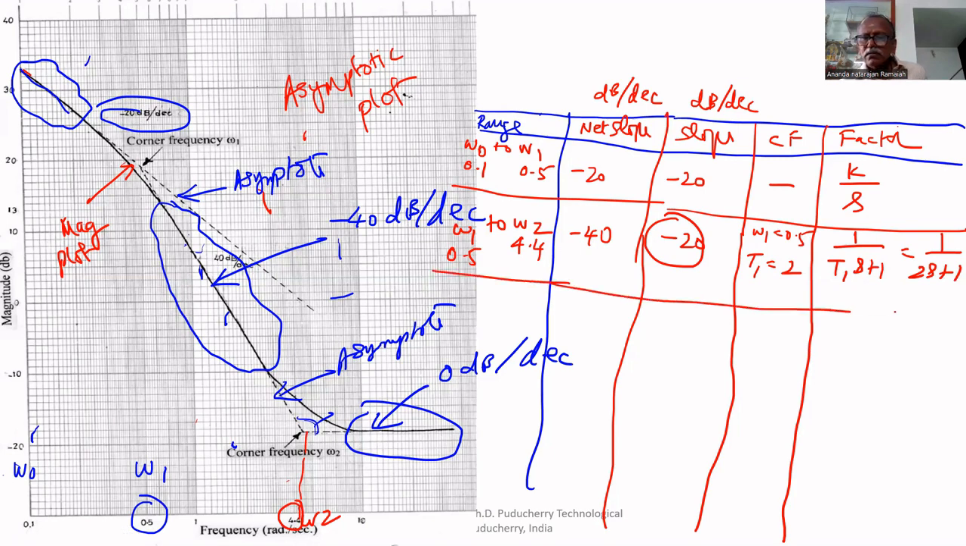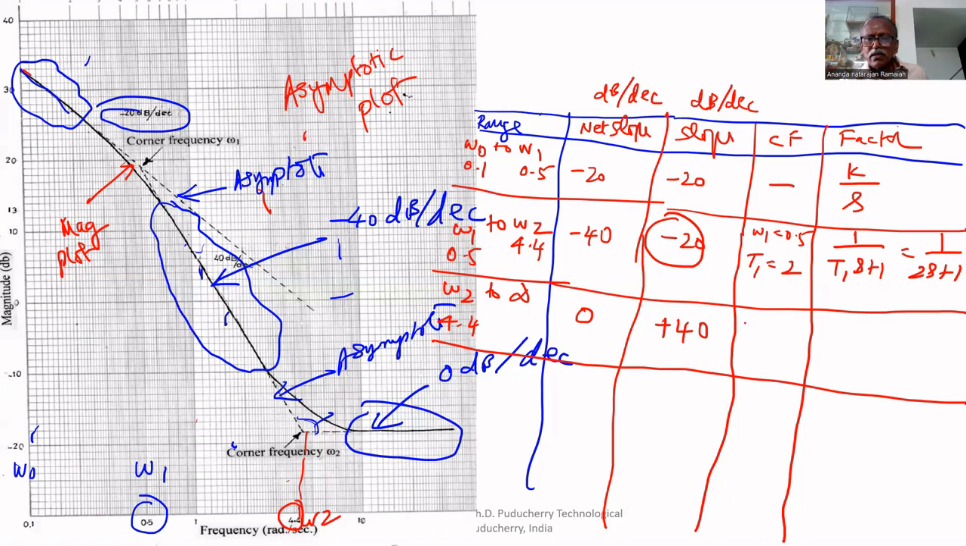The next one is 4.4 to infinity, that is omega 2 to infinity. From 4.4 to infinity the slope is 0. Therefore, the factor contributes plus 40. Then only it becomes 0, because earlier it was minus 40. Now it becomes 0, meaning plus 40. Therefore, omega 2 equal to 4.4 from the diagram. But 40 dB means there are two possibilities. It may be repeated poles or a second order factor.